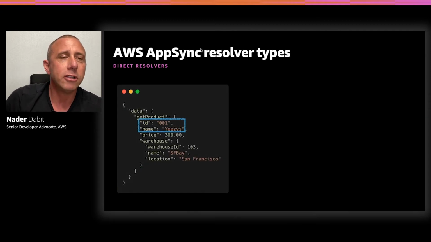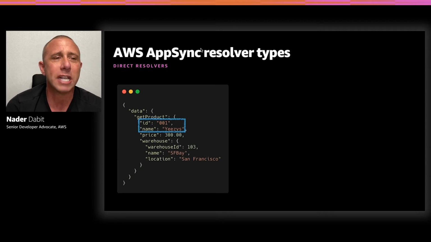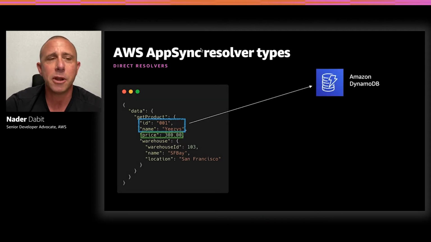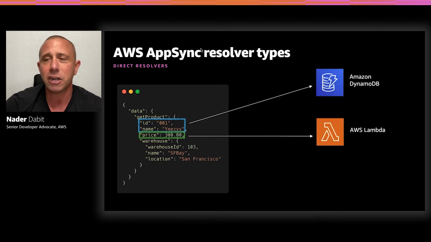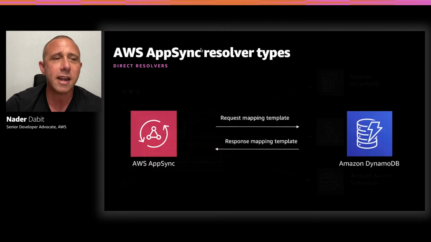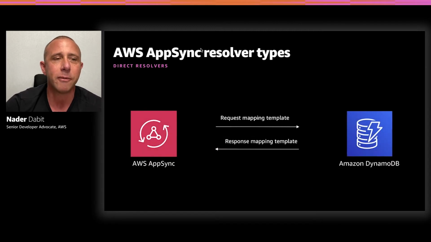So we could use the AppSync service to actually map this single request into multiple data sources. So let's say that we have the ID and the name stored in DynamoDB. This operation can map that data from DynamoDB. It can then fetch the price. Let's say this price might need to be dynamically calculated for some reason. This can be retrieved via a Lambda function because maybe we need to have some additional business logic going on there. And then the warehouse data might come from something like Aurora. Maybe we need SQL for this type of data. So using a single GraphQL operation, we can map this single request into all these different data sources. And this is done using the request and response mapping templates from AppSync.